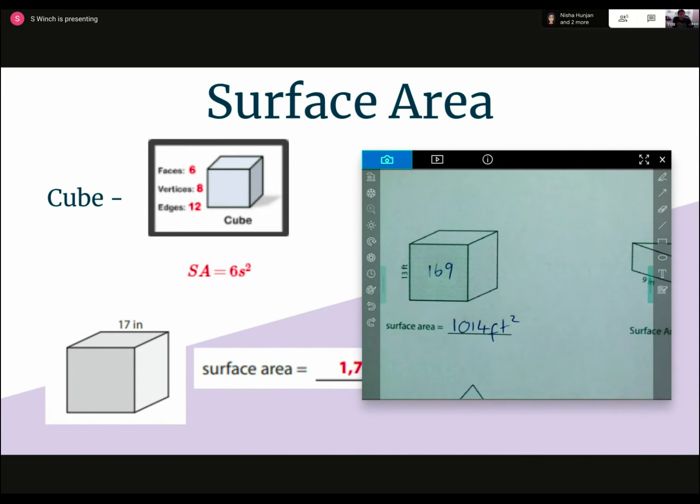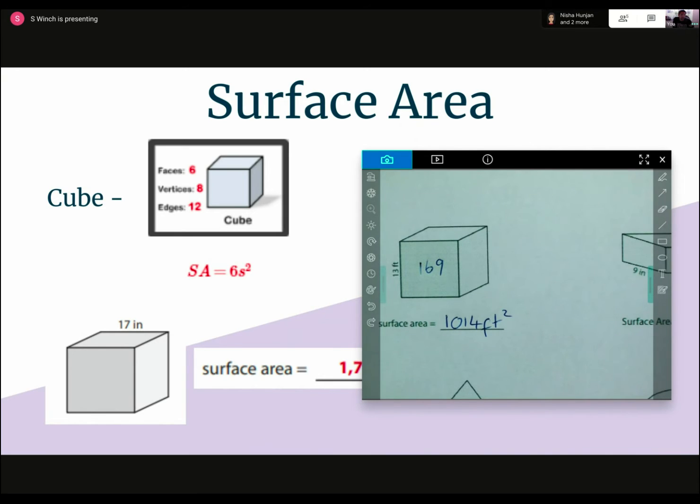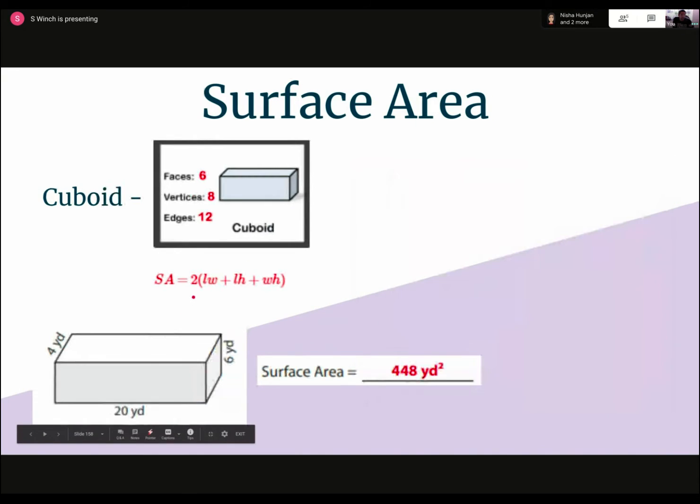1,014 feet squared. Okay, so that's the area of the cube. Now we're looking at a cuboid. So again, we've got 6 faces of the cuboid, as you can see here, 12 edges and 8 vertices. And what we're looking at doing again is finding the surface area. So 2 sides are the same at either end of the cuboid, and then you've got the 4 rectangular sides that we need to work out.